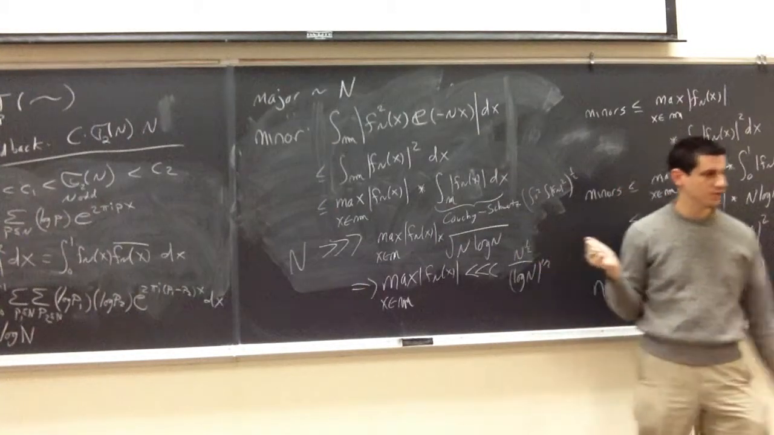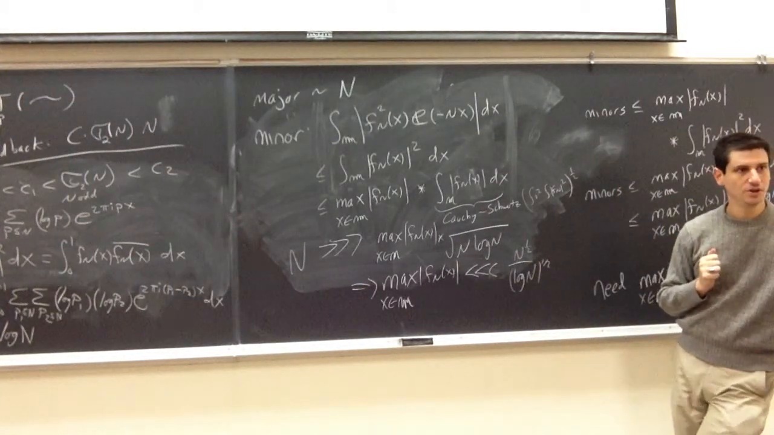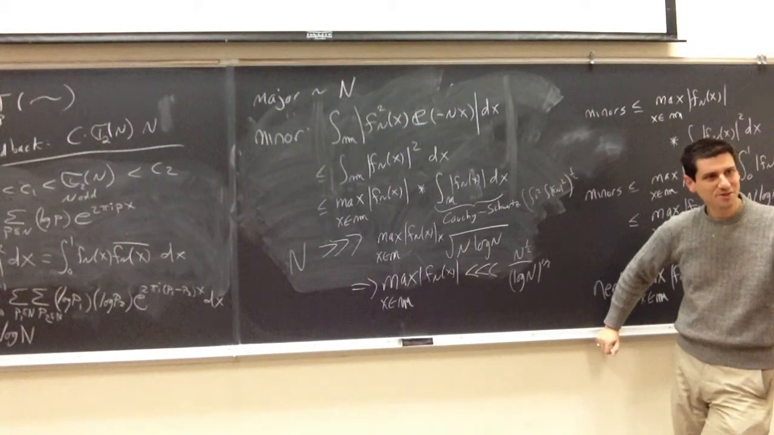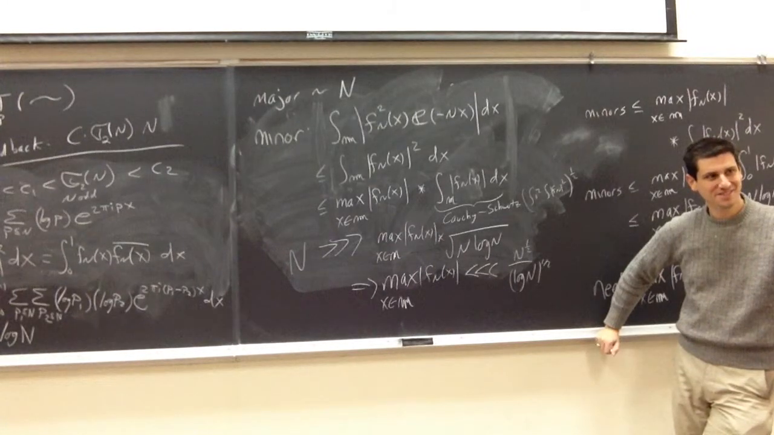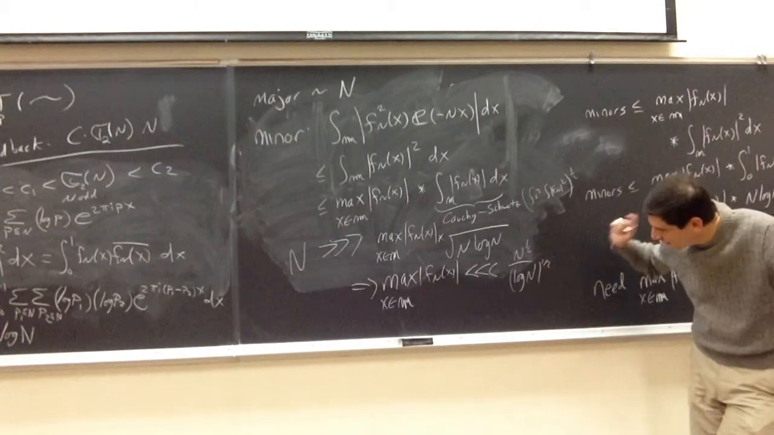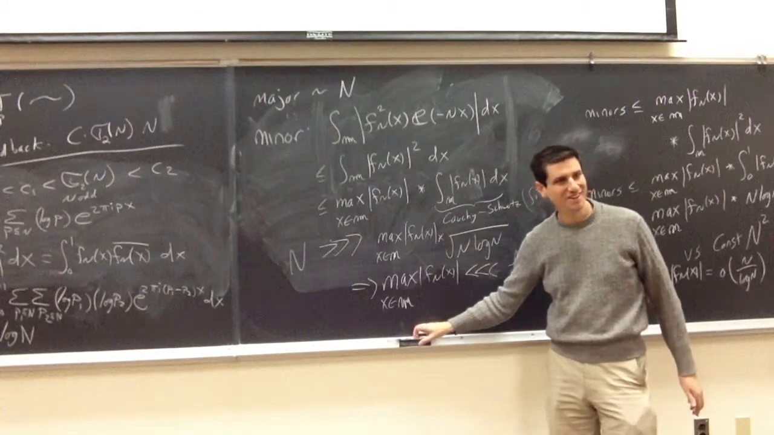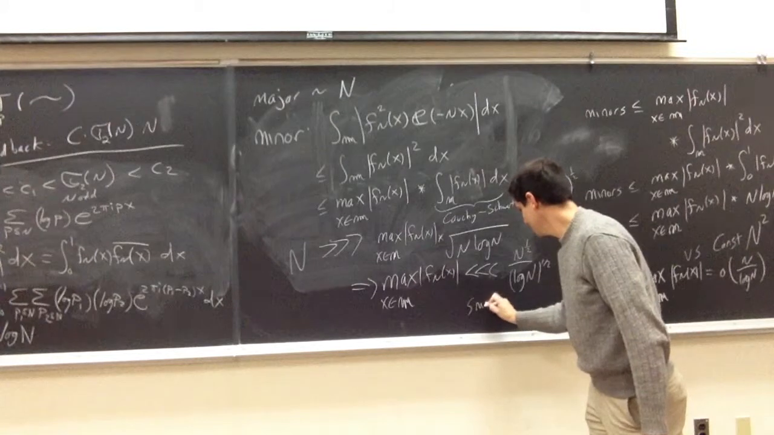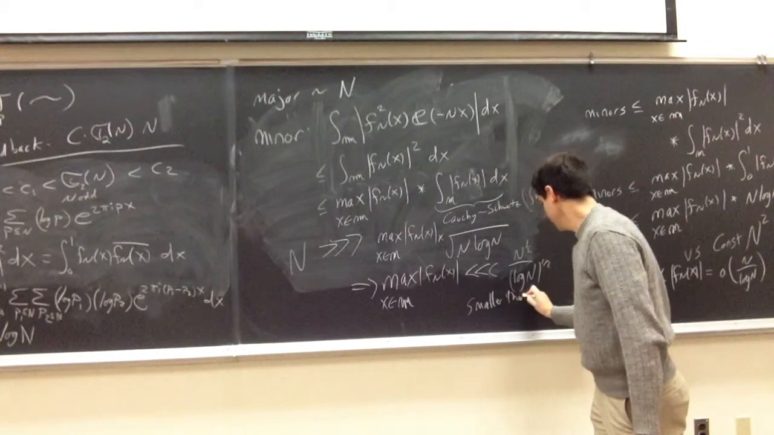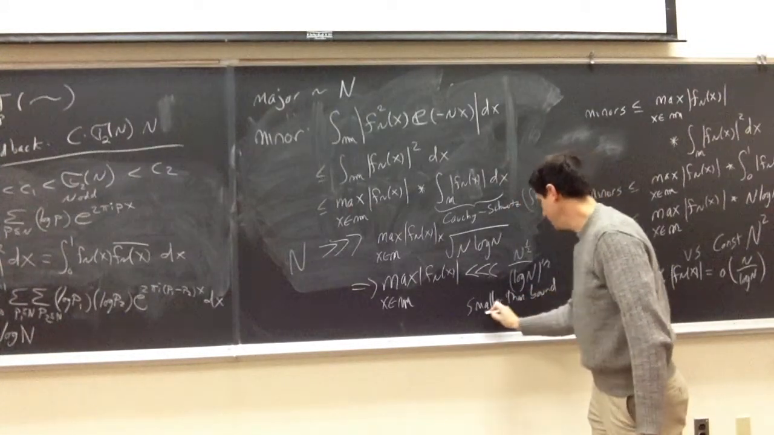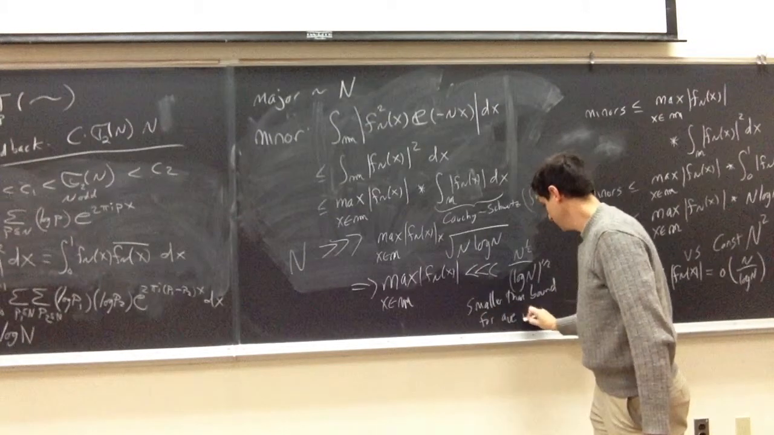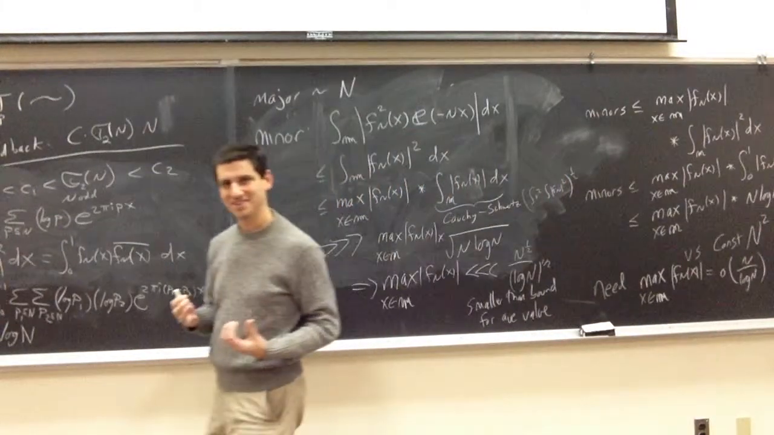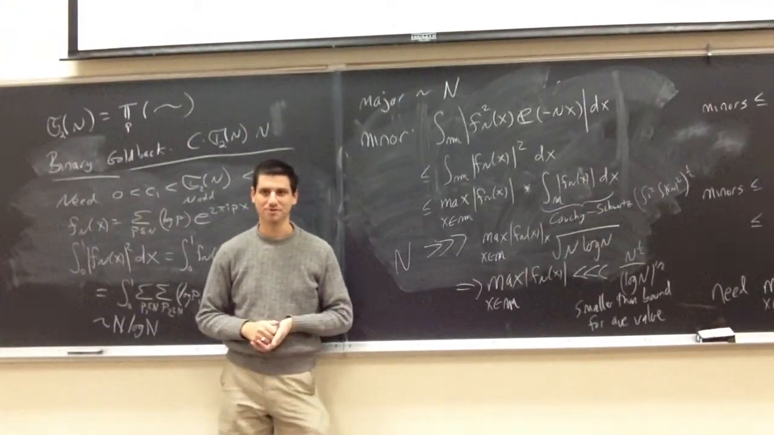Is everybody comfortable with this algebra? What's the average value? What was our bound for the average value of fn of x? Our bound for the average value was root n log n. This is less than our bound for the average value. Smaller than the bound for the average value. We need so much cancellation that its maximum value is less than its average value.